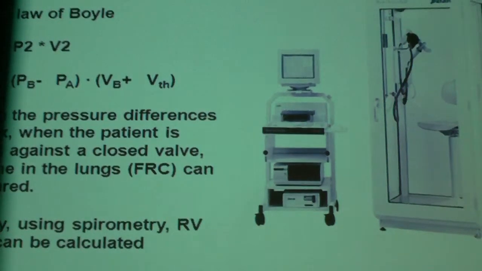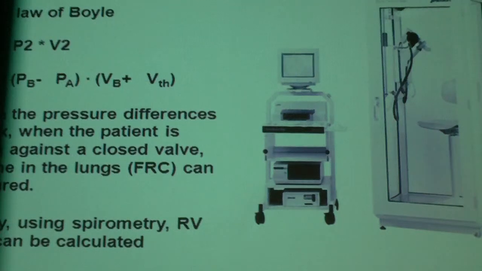They often don't like that, and we put them in the box, and they breathe in the system over there, and they breathe against the closed valve. We measure the pressure differences at the valve, and also the small pressure differences when he does the breathing maneuver in the box. Based on those pressure differences we can calculate the volume in the lung of the patient, what the functional residual capacity is in that patient.